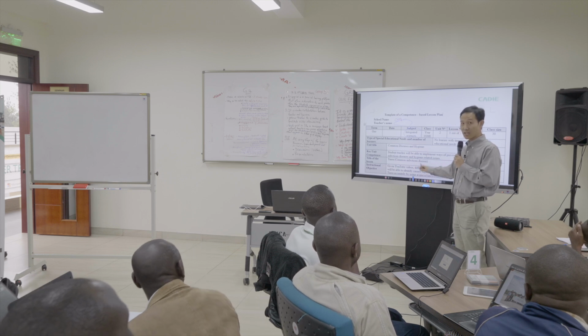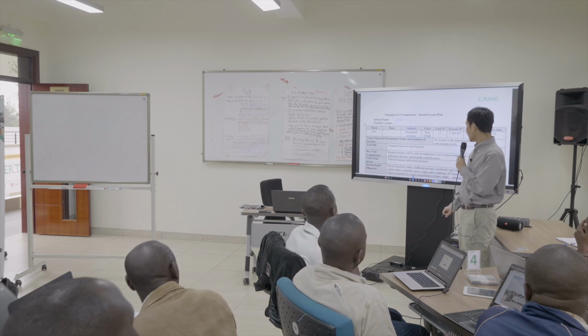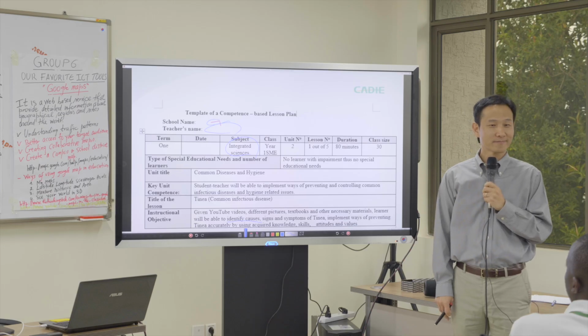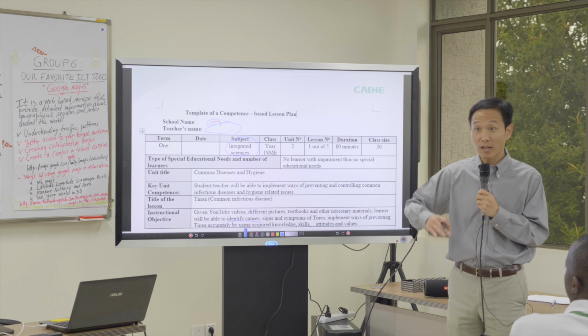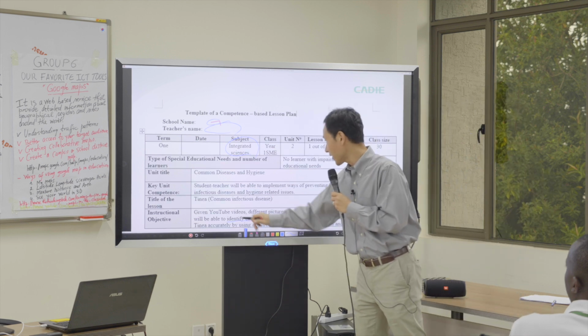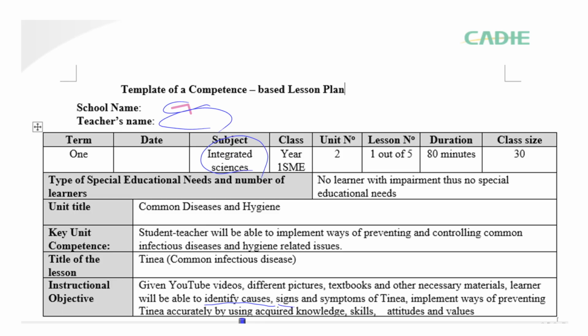Instructional goal or instructional objective of this unit is, given YouTube video, different pictures, textbooks, and other necessary materials, learner will be able to identify cause. Oh, okay, Bloom's taxonomy. What does identify belong to? Which one? Knowledge, yes. Low level. Remember or comprehension, right? Identify cause, sign, and symptom of tinea. Correct? Okay. And implement ways of preventing tinea accurately by using acquired knowledge skills.